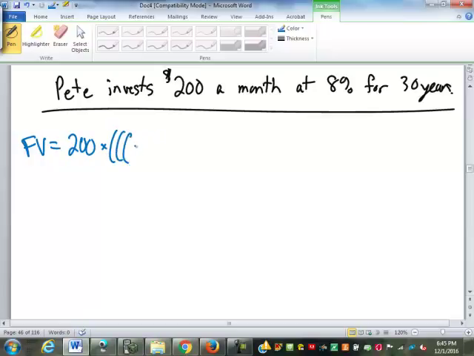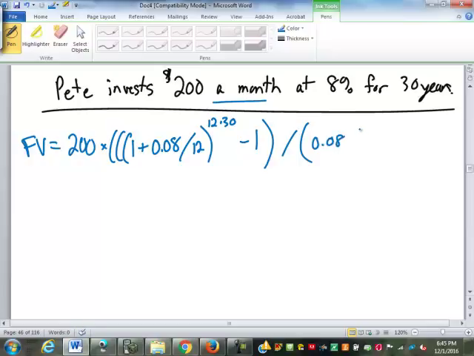Times 3 open parentheses, yep. Point 08 divided by 12 because it is per month. To the power of 12 times 30. Minus 1. Close parentheses, divide by, open, 0.08 divided by 12, close and close.